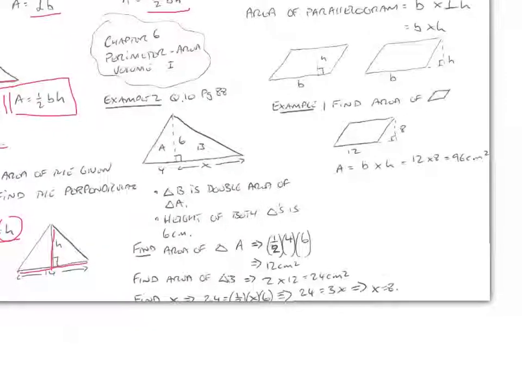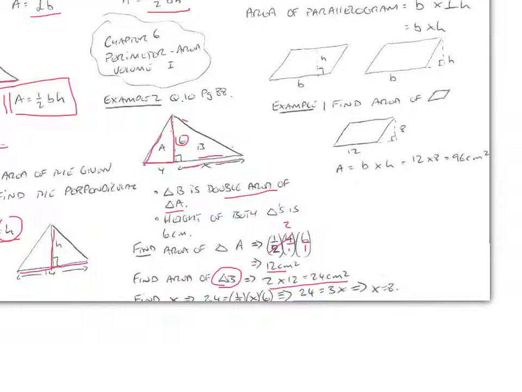Another example here, it's question 10, page 88. So triangle B, which is here, is double the area of triangle A, which is the one on the left. Height of both triangles is 6, that's given. Find the area of A. Well, A must be half this base by the perpendicular height. Half by 4 over 1 by 6 over 1, that goes into that twice. 2 sixes are 12. Find the area of triangle B. Well, we know that's twice A, so 2 12s is 24.